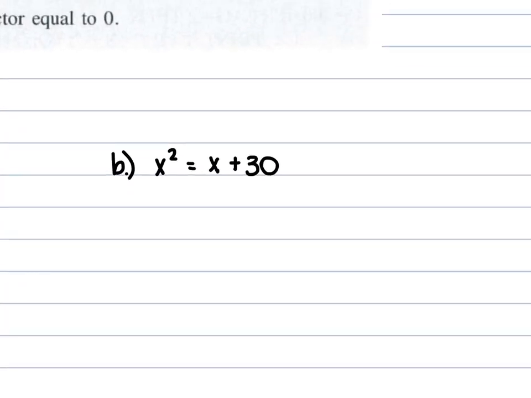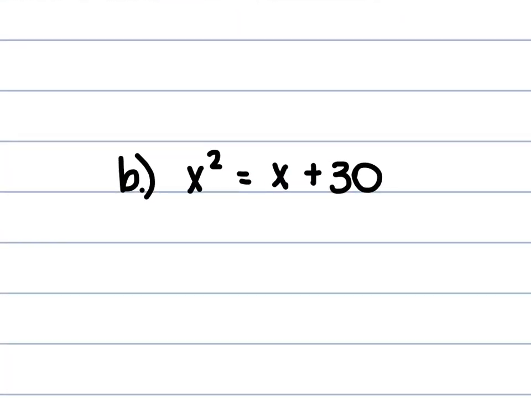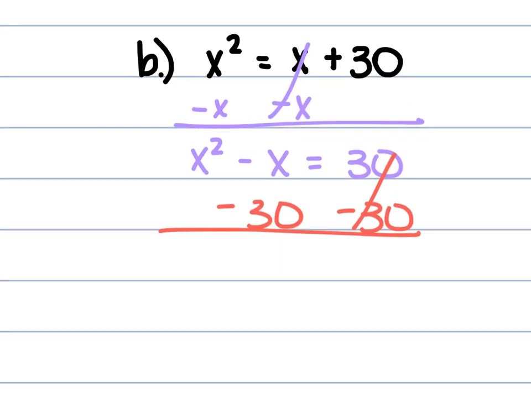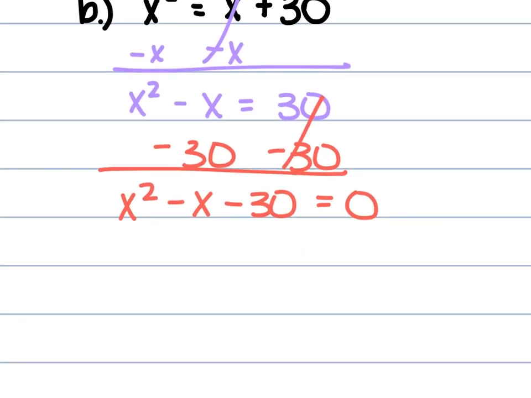If we look at b, we have x squared is equal to x plus 30. So our whole idea is to get it equal to 0 first. So we're going to subtract that x from both sides. We get x squared minus x is equal to 30. Then we're going to subtract the 30 from each side and be left with x squared minus x minus 30 is equal to 0.